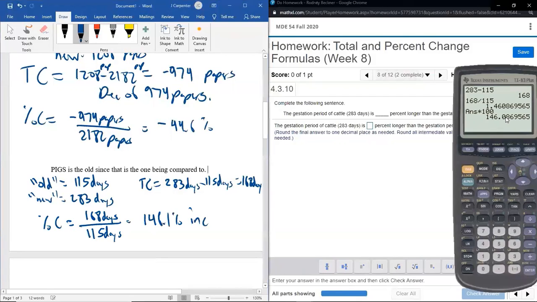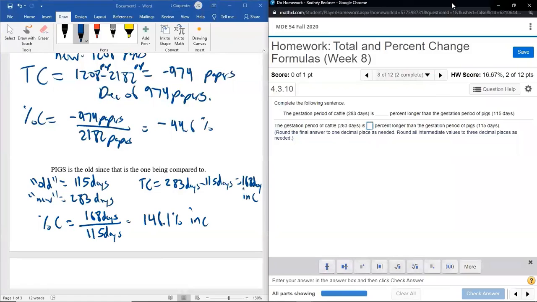And that's a positive number, so that's an increase. Both of those were an increase. So the cattle, in comparison to the pigs, have an increase of 168 days in gestation period. As a relative change, as a percent change, that means it's 146.1% more than the pigs. It's not saying it's 146% of that value, it's more. That's the increase in it. So let's see if we get that right.